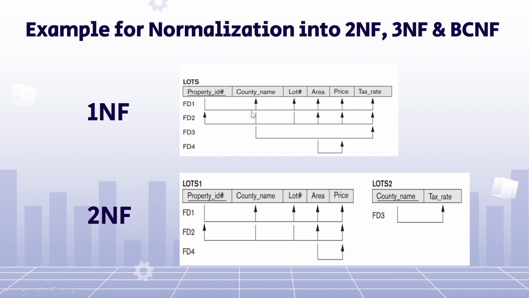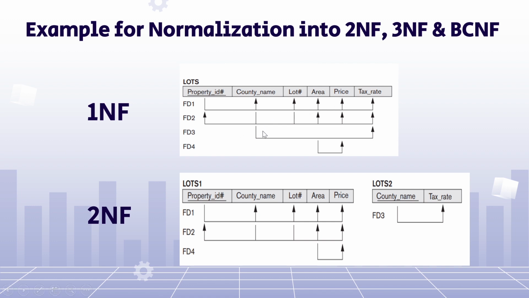Next is functional dependency 2, where the combination of country name and lot number together is determining property ID, area, price and tax rate. Next, coming to functional dependency 3, country name alone is determining the tax rate. So in functional dependency 2, the combination of country name and lot number together is determining tax rate, whereas in functional dependency 3, the country name alone is determining the tax rate. So here occurs the partial functional dependency. So it is not in 2NF form.